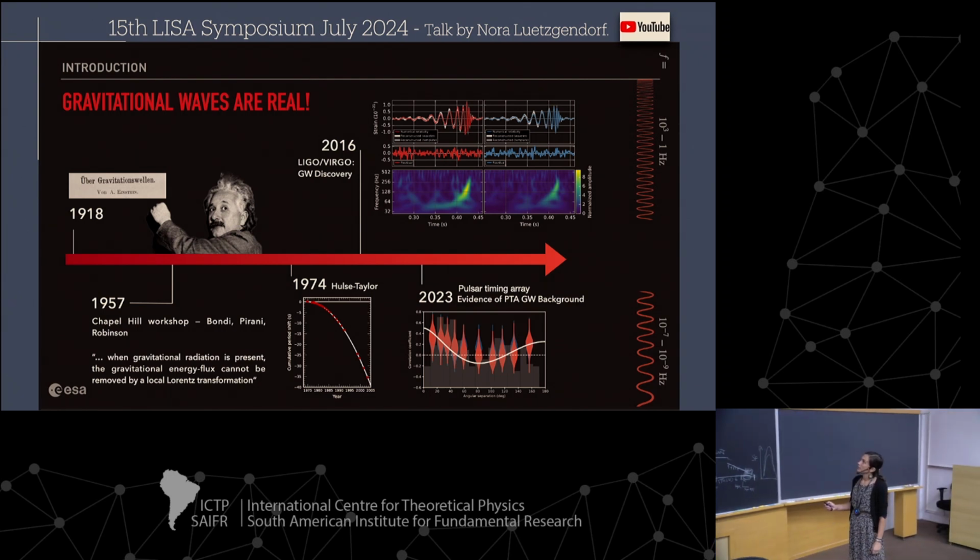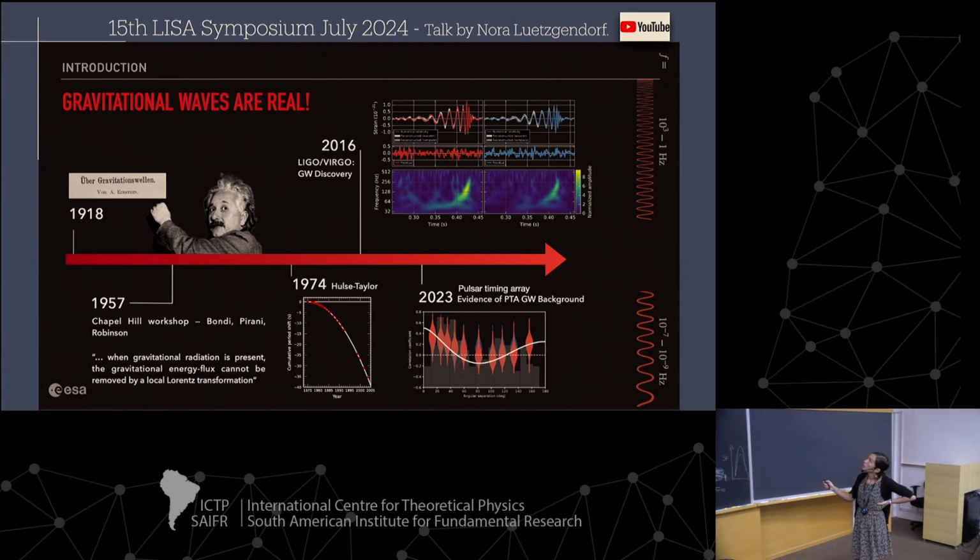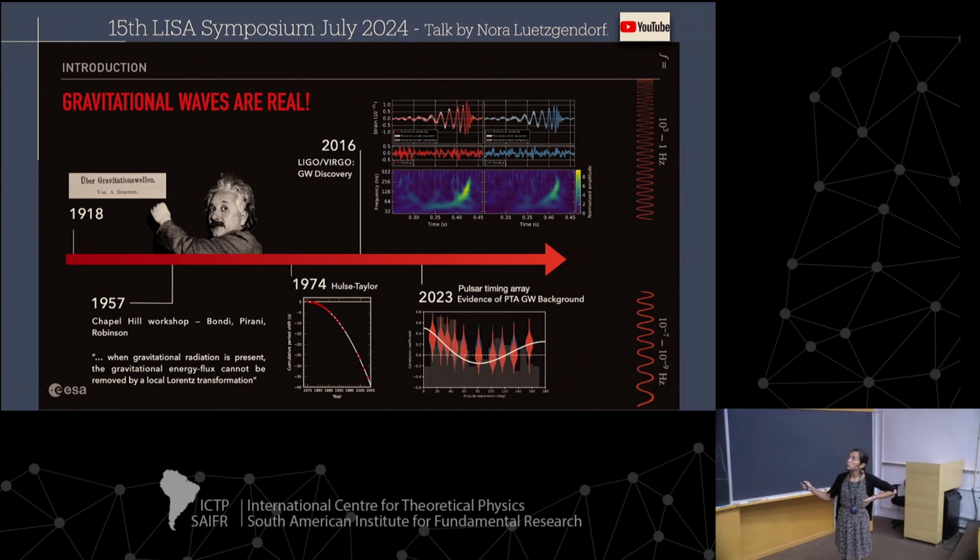Okay, so then in 2016, we had the first detection by LIGO Virgo. And in 2023, we had another detection, the evidence of the pulsar timing array gravitational wave background. So what I wanted to highlight, by the way, about the talk: you can have a look at it. It's on YouTube, and you have the whole talk if you are interested.